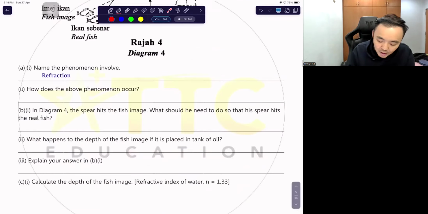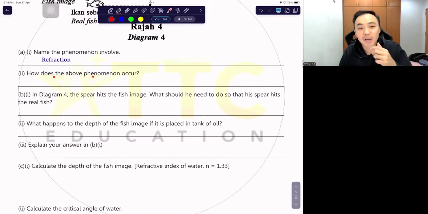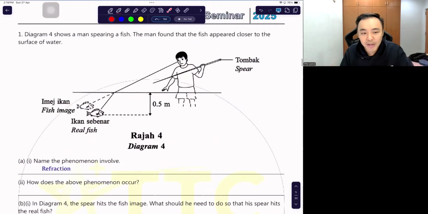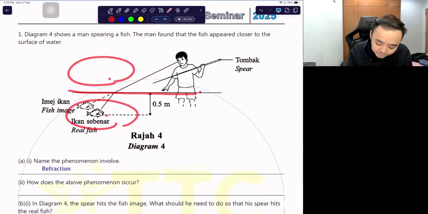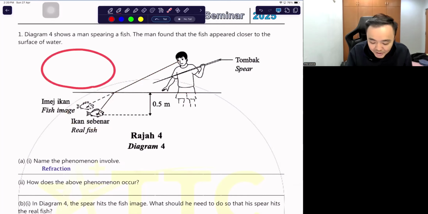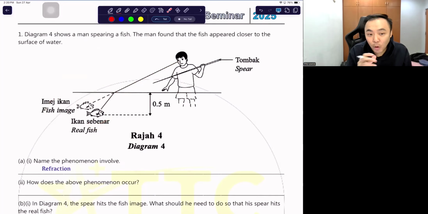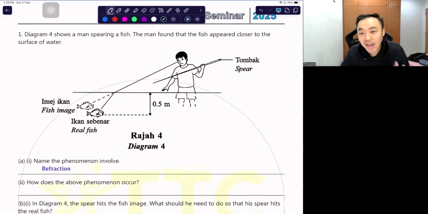Now, how does the above phenomenon occur? We said just now, how do we get refraction? Simple, look at this. Why are we having refraction? You tell me, what is the situation here? You see your light ray, and notice why the light ray is bending here? Simple, inside and outside are different. What's outside here? What medium is this? Air, correct. What's inside? Water, good. So what is the difference between air and water? Density is different, correct.